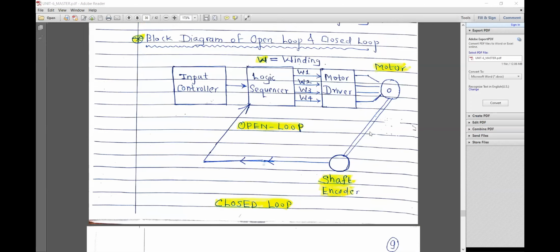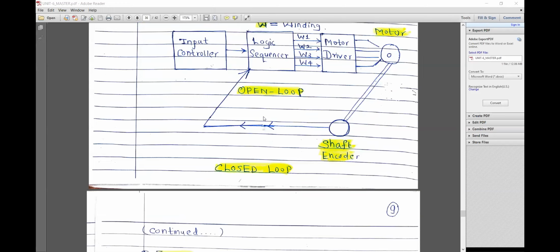Yes, sir. Okay, fine. So in the closed loop system, the stepper motor's position is continuously monitored by a shaft encoder, which converts the positions of the windings into zeros and ones and generates particular error codes. These error codes are then sent to the logic sequencer, which will change the sequence and reinstate the stepper motor in the correct position. Is it clear? Yes, sir.